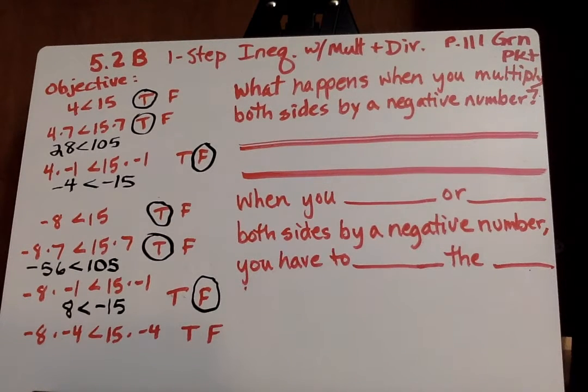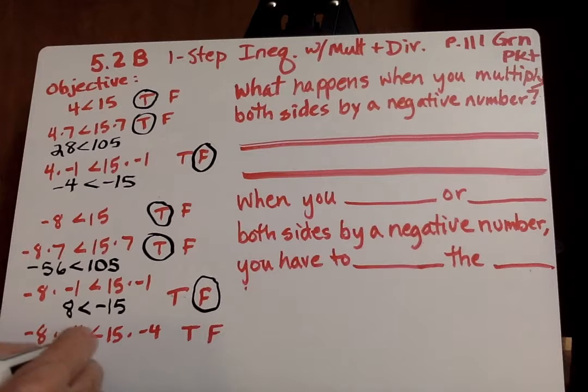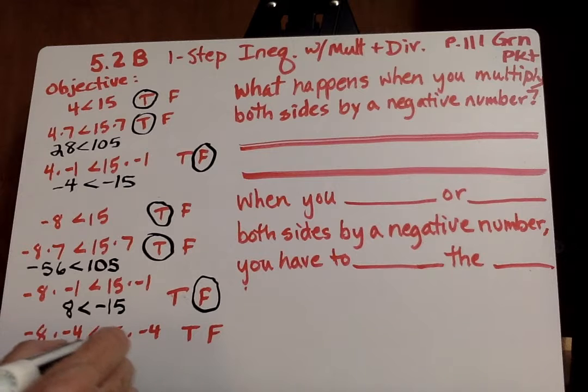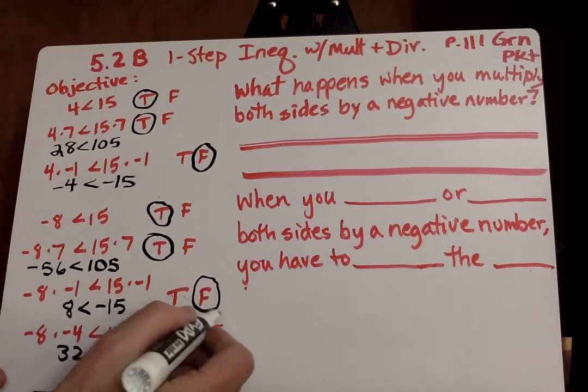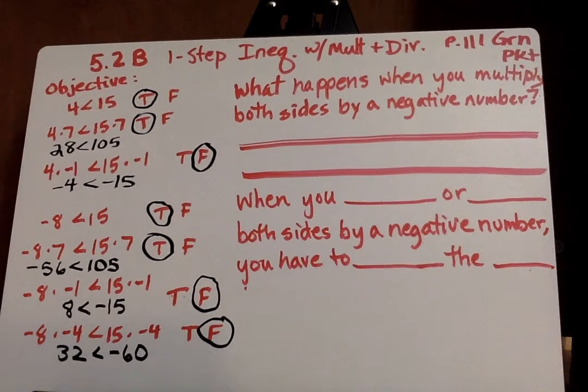Okay. And then our final one, I'm multiplying by negative 4. Negative 8 times negative 4 is 32. Are you able to see that okay? Is that less than 15 times negative 4? Positive less than negative, that would be never. So this is a false statement as well.